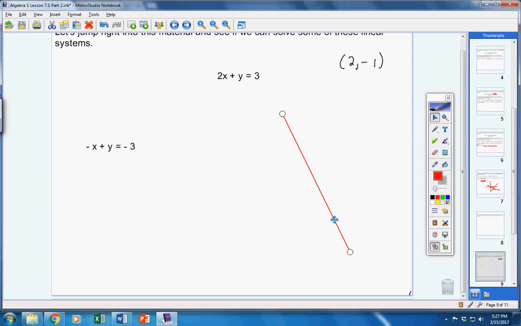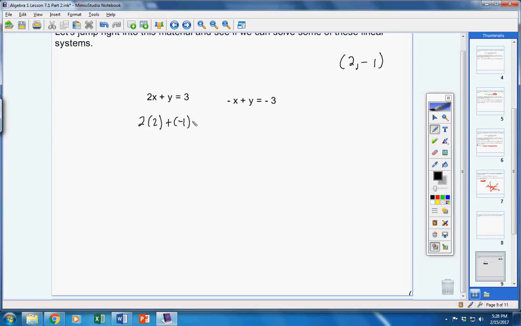Remember, I taught you guys how to check an answer yesterday. So let's check it, okay? Let's take my first equation here and let's see if it works. Where the x is, I will put a 2. Where the y is, I will put a -1. Let's see what happens. 2 times 2 is 4. Positive -1 is -1. 4 minus 1 is 3.